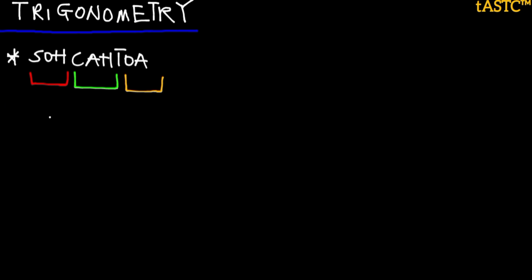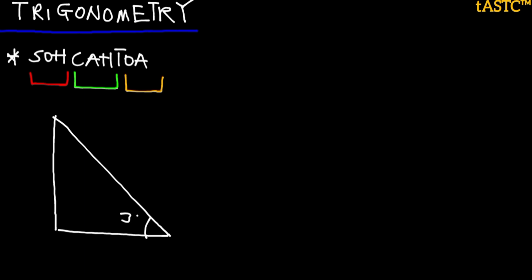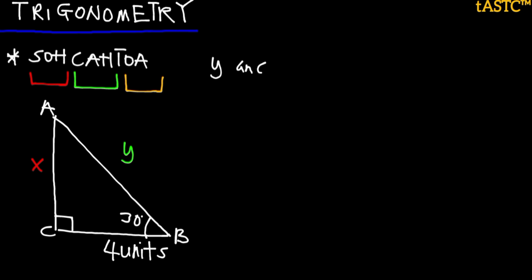Now let us say that you have something like this, and let's say this is a 30-degree. This is 90, and we have this as the A, and this is the B. This is a C, and let us say that we have this side to be 4 units, and let's say this is the side X, and this side, let us say this is the side Y. Now you could be asked to find out what is the side Y as well as X.